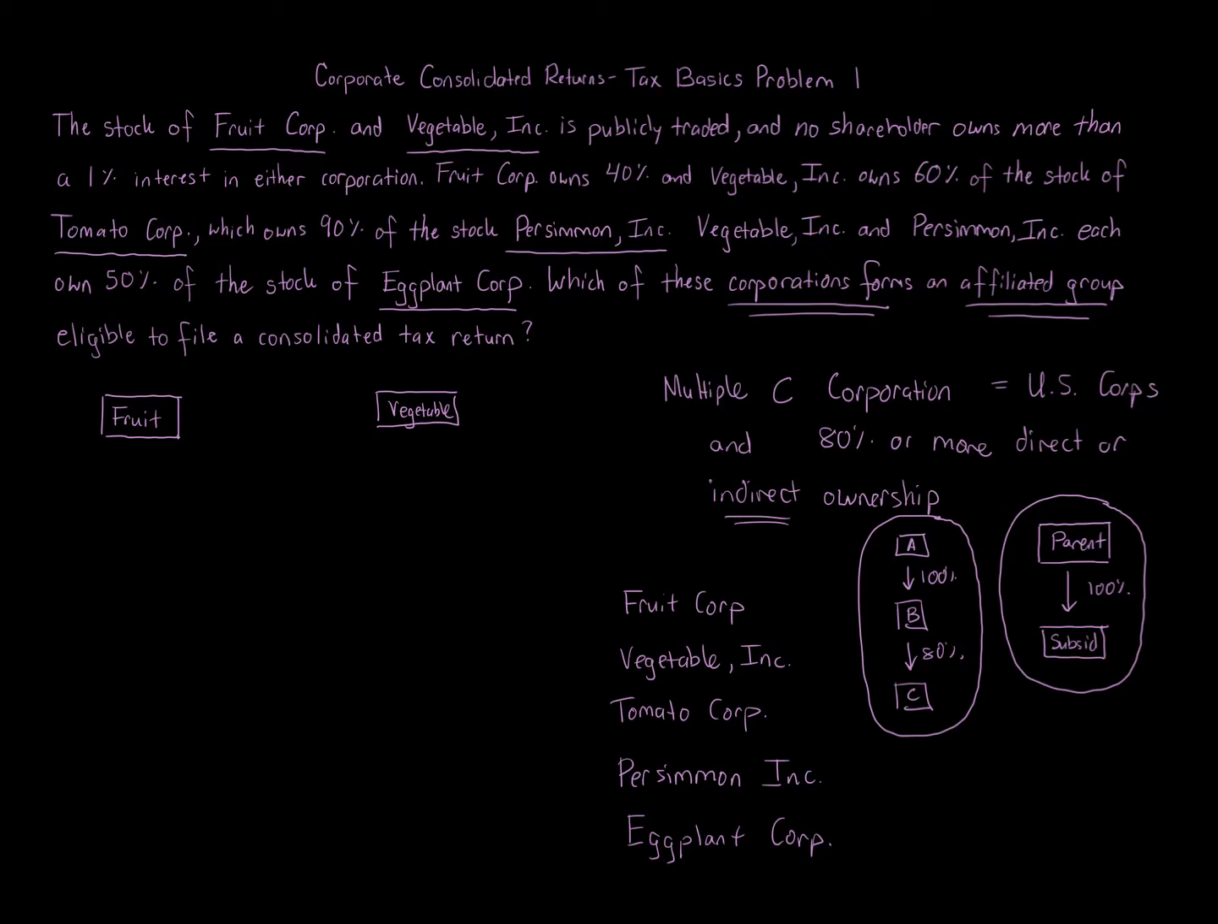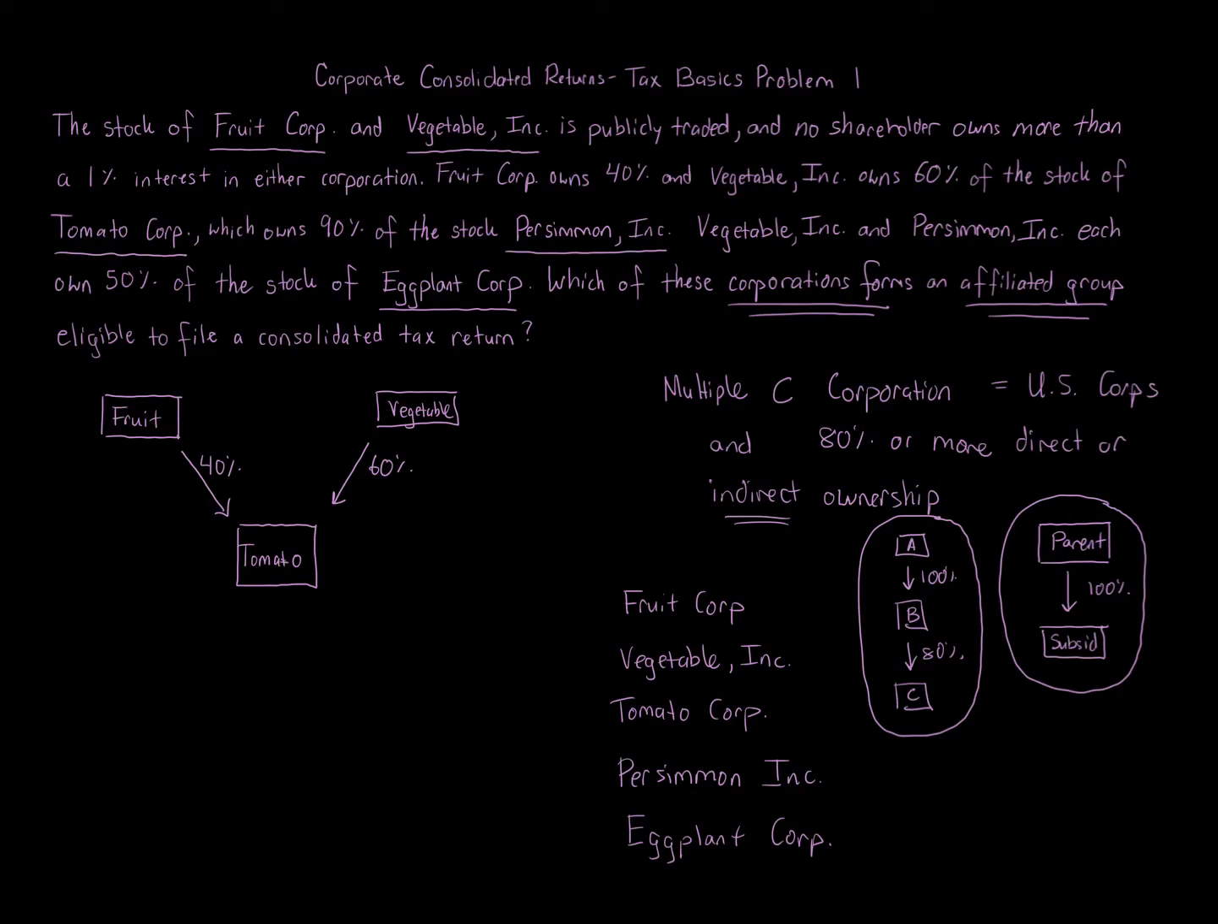So Fruit Corp owns 40%, and Vegetable Inc. owns 60% of the stock of Tomato Corporation. So how do we denote that? So we're going to draw an arrow down, right, because of ownership, down. So this is a parent-subsidiary relationship. And on the arrow, you want to put the ownership. So Fruit owns 40%, and Vegetable owns 60% of the next corporation below, which is Tomato. Okay, so we have Tomato.